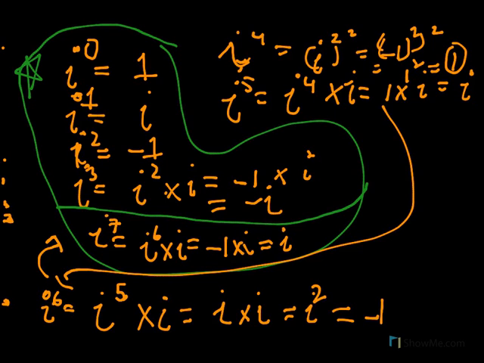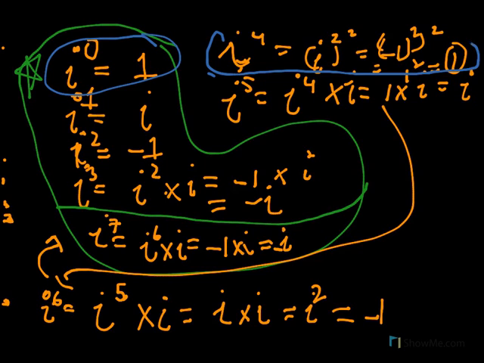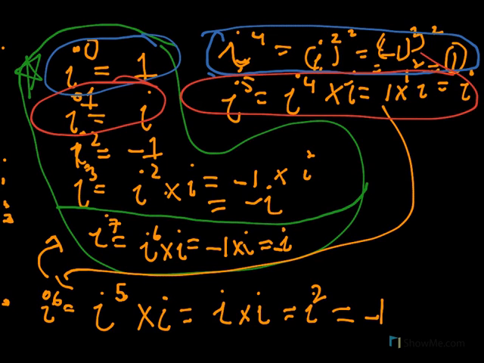Now let me circle some answers which are coming common. This is supposed to be minus i. i to the 1 is equal to i to the 5th. i to the 0th is equal to i to the 4th. i to the 2nd, or i squared, is equal to i to the 6th.